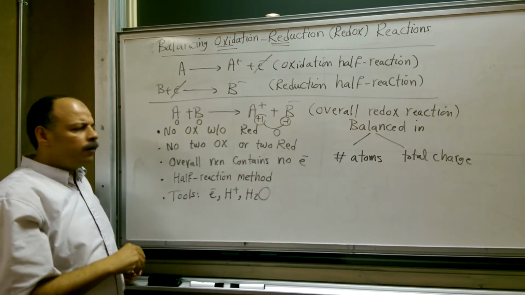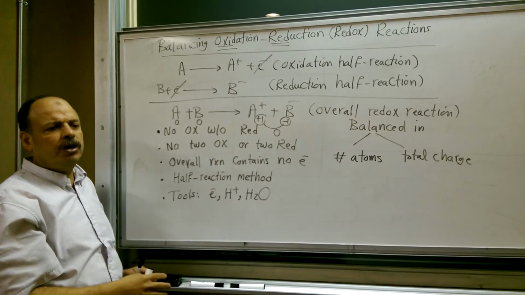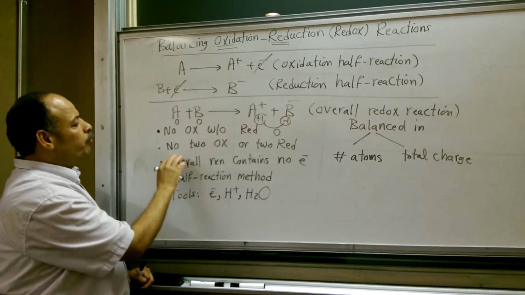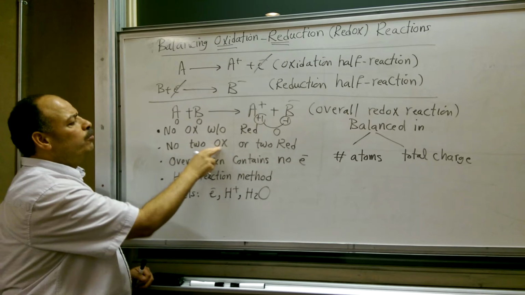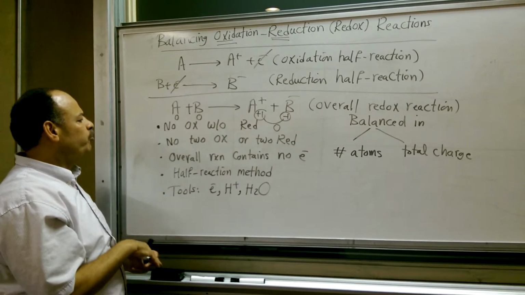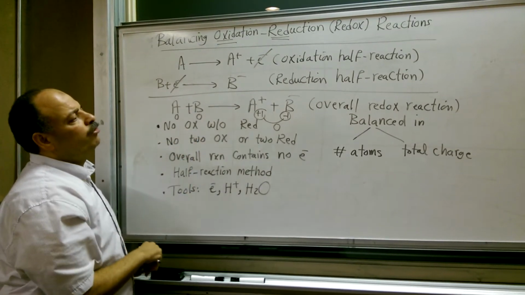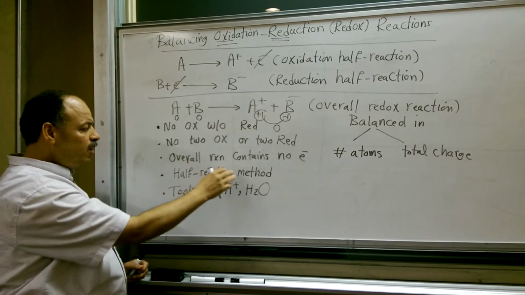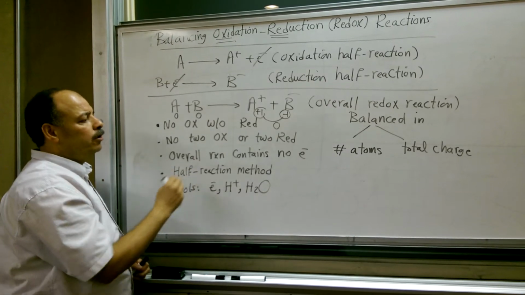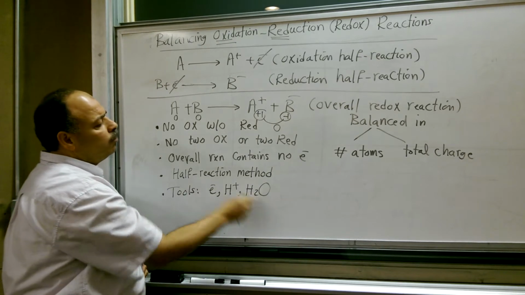We also mentioned the other day that there is no oxidation reaction without reduction and no reduction without oxidation, meaning that both of them have to take place at the same time. And also, we cannot have a redox reaction that has 2 oxidation reactions or 2 reduction reactions. We have to have one of each type. Also, as we have noticed over here, the overall redox reaction should not contain any electrons. And in order to balance any given redox reaction, the tools that we will use today are electrons, hydrogen ions, and molecules of water.